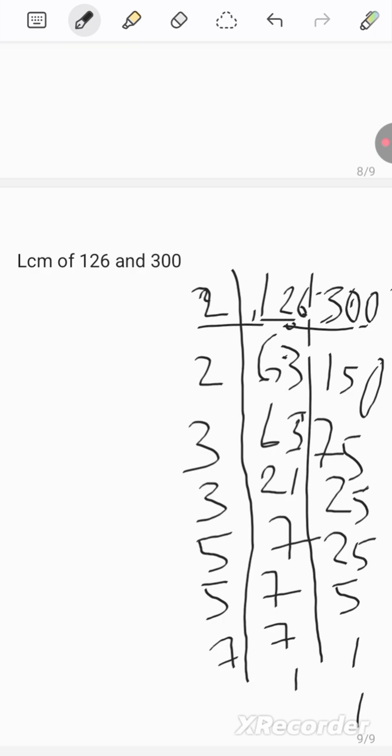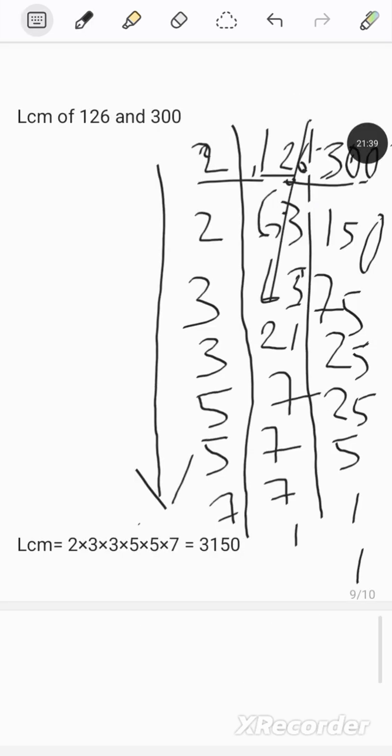Therefore, the LCM would be the product of all these numbers. The LCM of 126 and 300 is 3,150. Hope you understand all we've been doing so far. And again, they can give you the LCM of 3 numbers, 4 numbers, 5 numbers. So you use the same method. I will do one more concerning the LCM of 3 numbers. Only one more. Then we will round up.